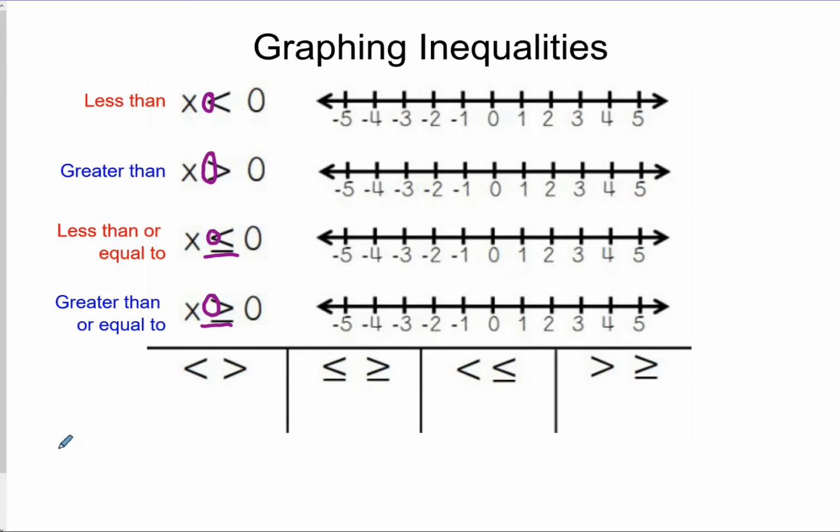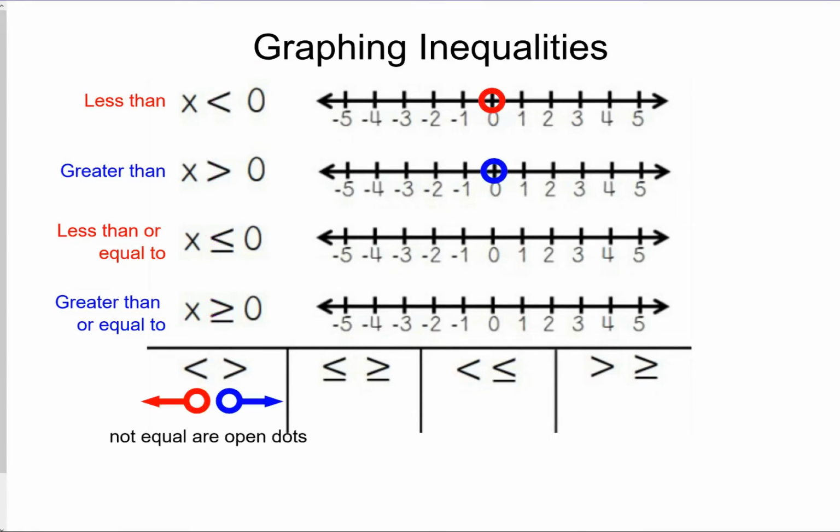The next thing we need to understand are the symbols that we'll be using to identify the beginning of our graph. Whenever we have something that is not equal to, we're going to have an open dot. So for less than or greater than, without the underline, so it's not equal to, we have the open dot, which means the value of the inequality is not included in the answer. X is less than 0 does not include 0 as part of its answer.